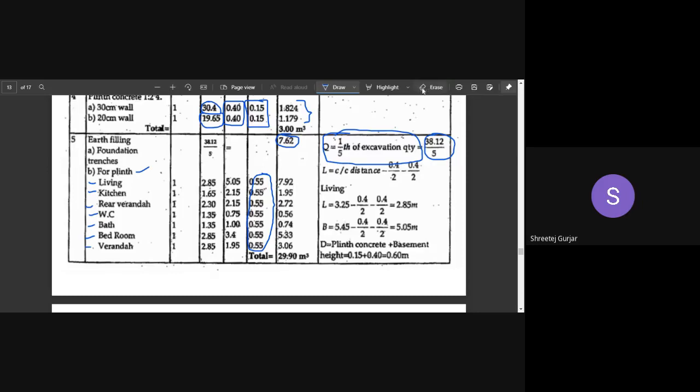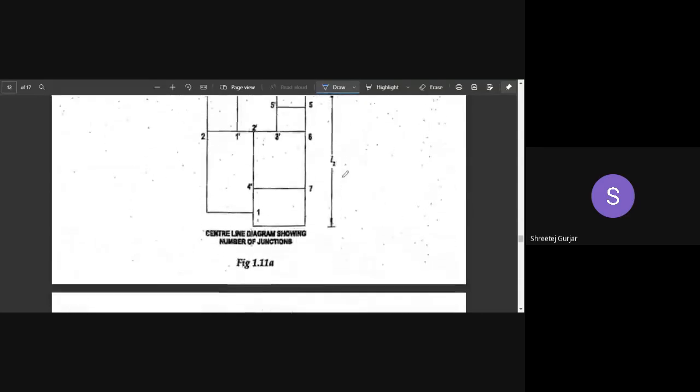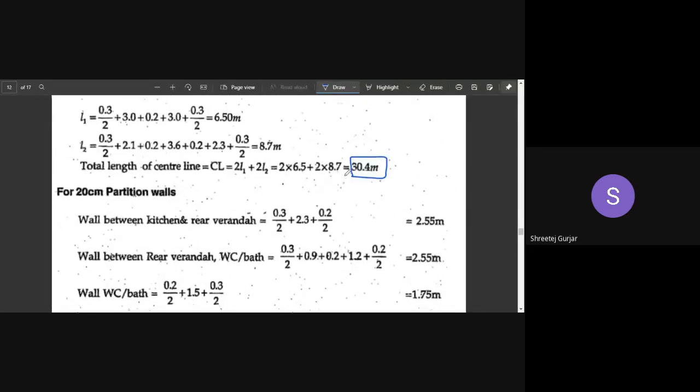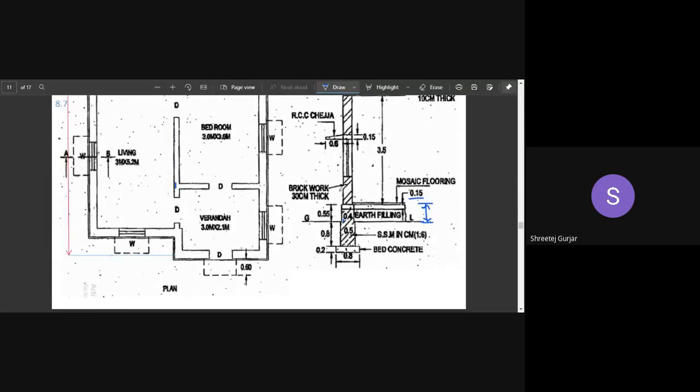So how do I calculate the areas? They have mentioned it here. You can see area is equal to center to center distance minus 0.4 by 2 minus 0.4 by 2. So why is this minus 0.4 by 2 and minus 0.4 by 2? Center to center distance minus half of 0.4, minus half of 0.4. So why is this 0.4?